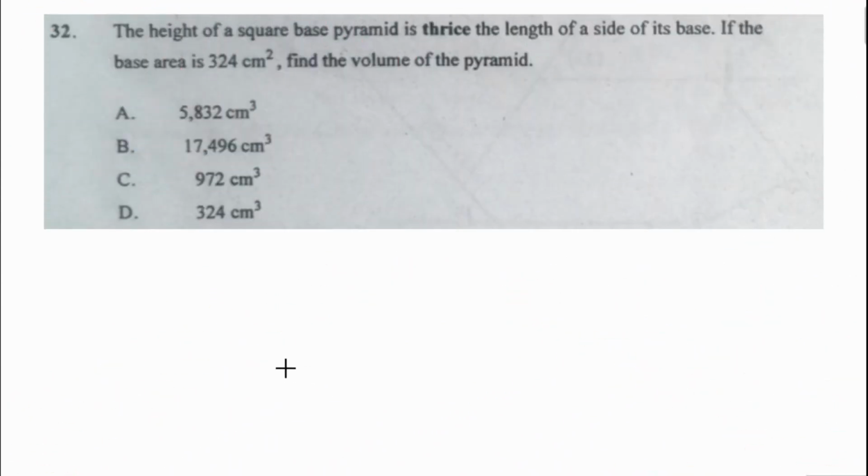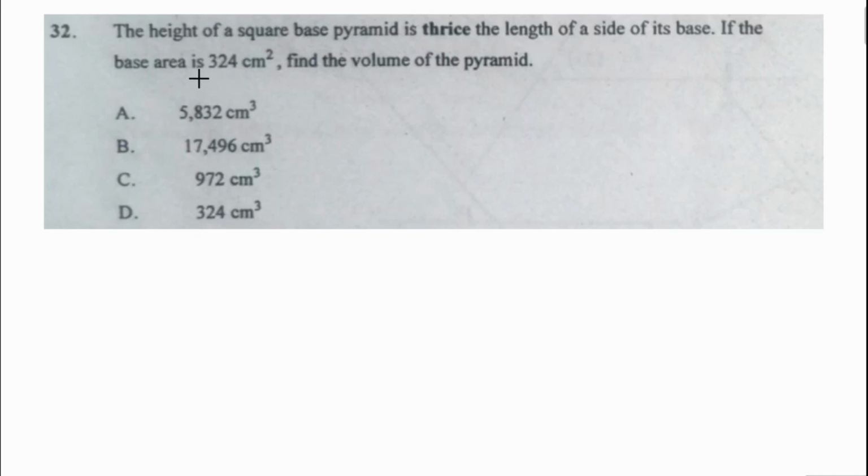Question 32 says that the height of a square base pyramid is thrice the length of a side of each base. If the base area is 324 centimeters squared, find the volume of the pyramid. Again, let's try to figure out some facts from the question.